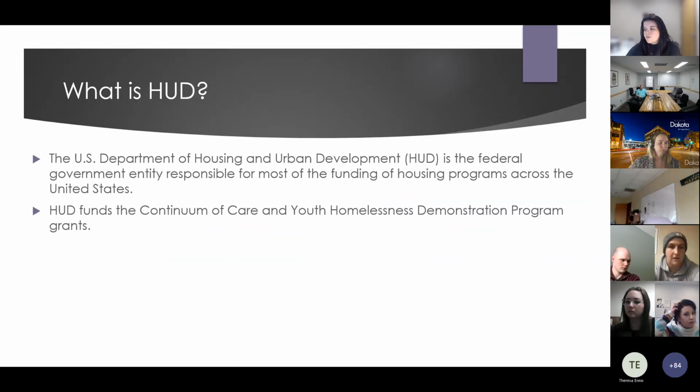So first things first, what is HUD? HUD stands for the U.S. Department of Housing and Urban Development, and they are responsible for most of the funding of housing programs across the United States. They do fund the Continuum of Care and also the Youth Homelessness Demonstration Program grants.